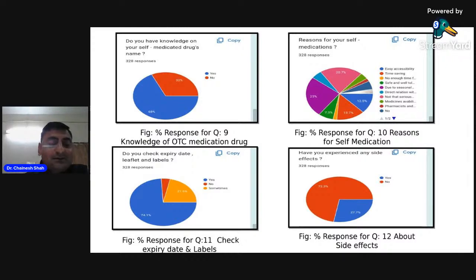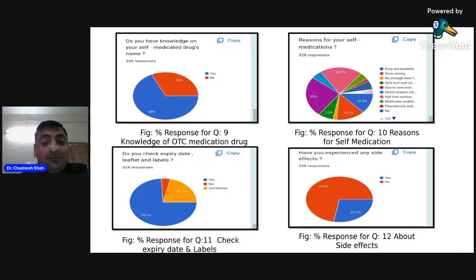Then yes, that was a good finding actually. Do you check the expiry dates and label? More than 70% people told they know. Yes, they check the expiry date and labels. But on the labels, we pharmacists or doctors know things like chloroquine, whether it should be taken with water or milk. Omeprazole, whether it should be taken before food or after food. That kind of consultation they require. See, omeprazole is prescribed by the doctor 10 minutes before food. If you are taking it after food, it will not resolve the acidity issue. So that kind of knowledge is needed.